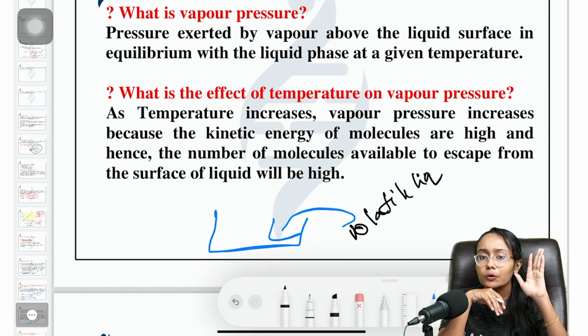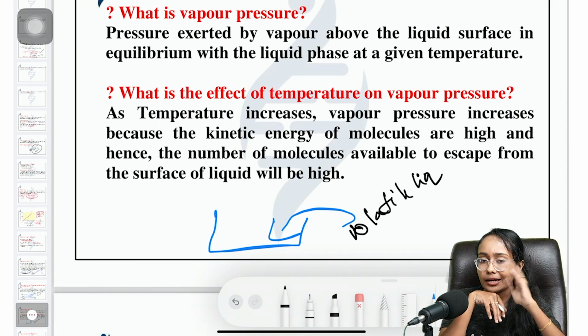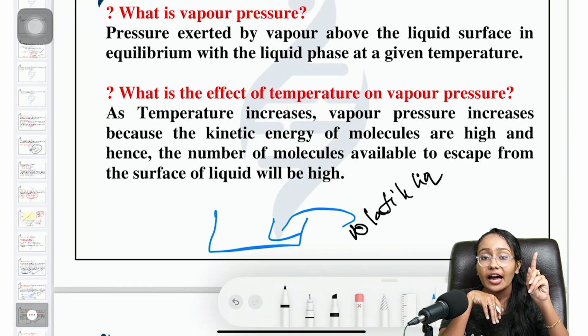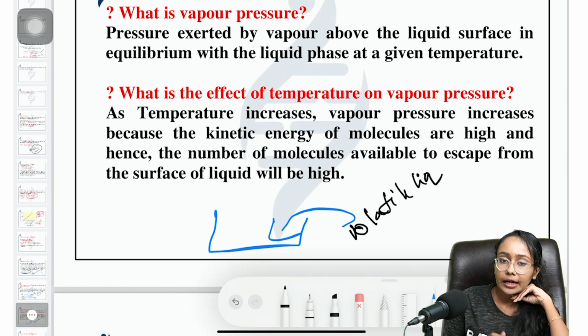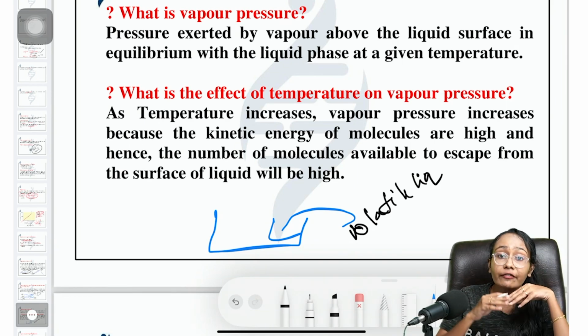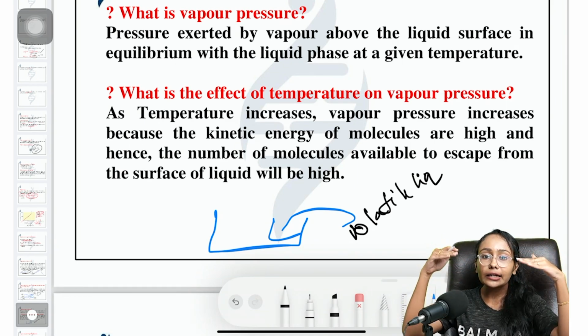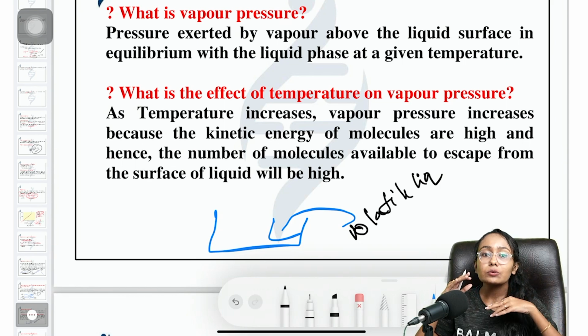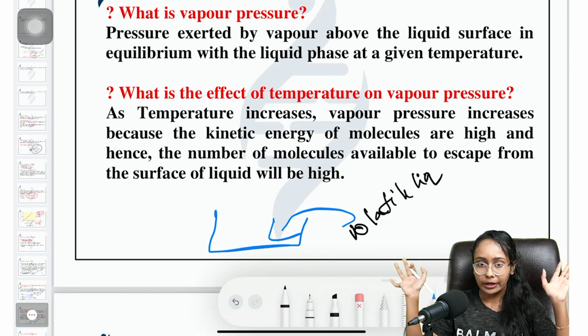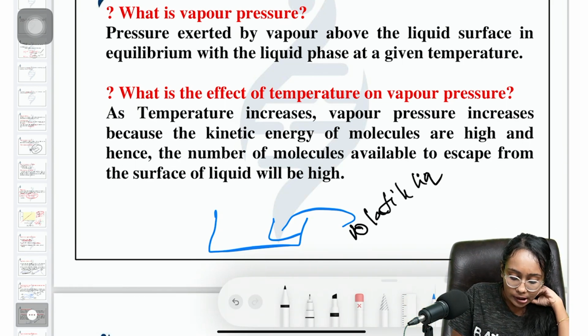I'm sure you have heard about volatile liquids before in your class 11th. Volatile liquids are those liquids which have a tendency to evaporate. They have a high degree of vaporization. So I'm filling this container with volatile liquid. If I'm not sealing the container, what will happen? The volatile liquid will turn to vapors and escape. So I'm going to seal this container.